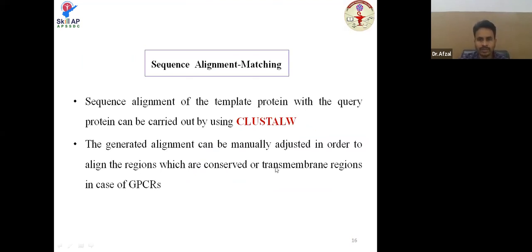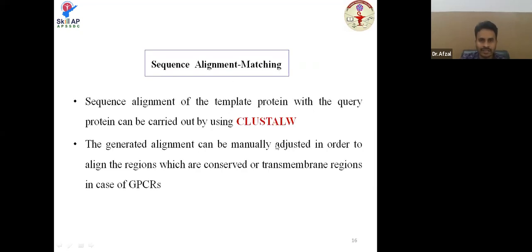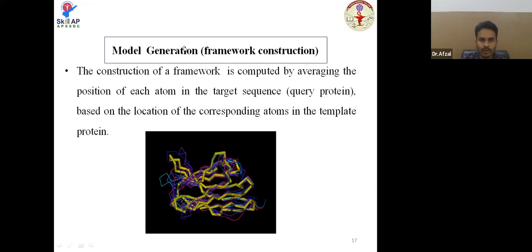That particular conserved or the transmembrane regions can be manually adjusted. That is what we can do using these softwares, right? In order to align the regions which are conserved or transmembrane regions in the case of the G protein coupled receptors. After aligning this or matching the sequence, the next step is model generation.